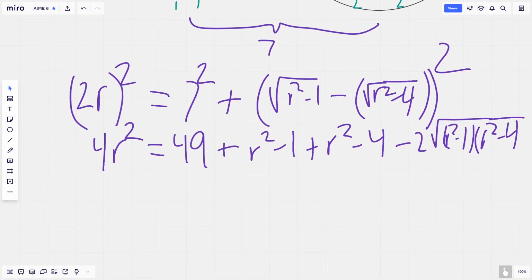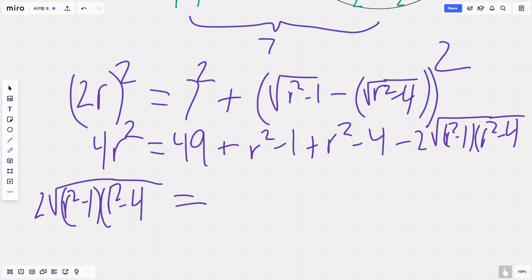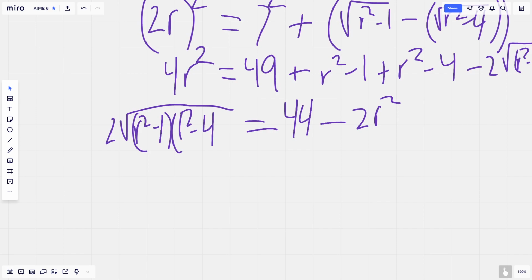So we want to start to move everything to one side. We'll move everything except the square root side to the right-hand side. So we'll write it as 2 times the square root of r squared minus 1 times r squared minus 4 on the left-hand side. But on this side, we're going to have 44, so 49 minus 5, minus 2r squared, because we moved the 4r squared to the right side. And now that we have everything shifted onto one side, we can divide by 2, and then square the left-hand side and get rid of the square root.